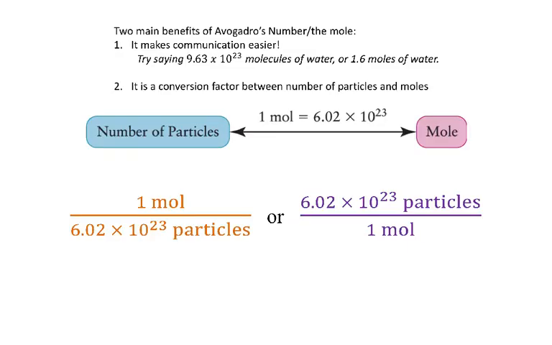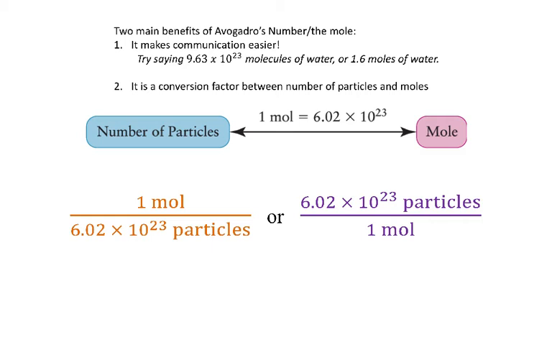So the two main benefits of Avogadro's number, or the mole, are one that, as I said, it does make communication easier. It really does. So rather than trying to say 9.63 times 10 to the 23 molecules of water to somebody, you can say 1.6 moles of water. And that's the same thing. It's scaling it down to reasonable numbers. And two, it's a conversion factor between the number of particles and moles.